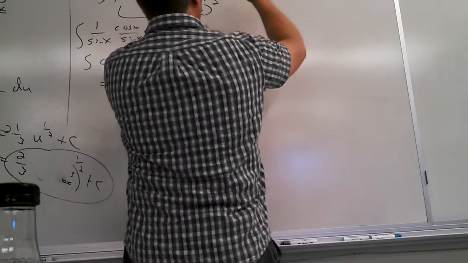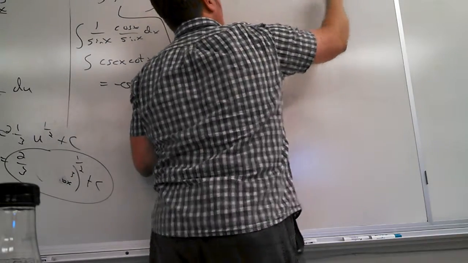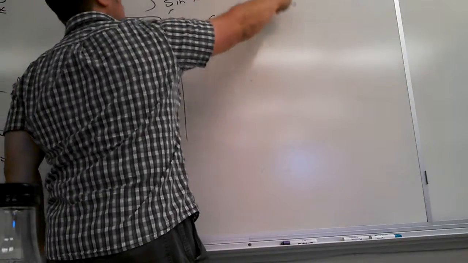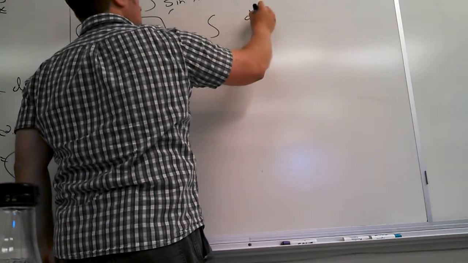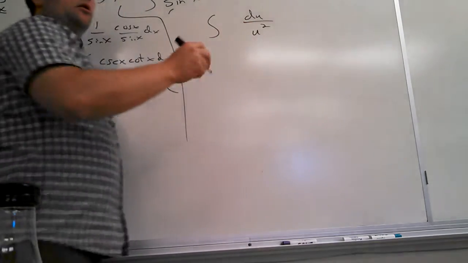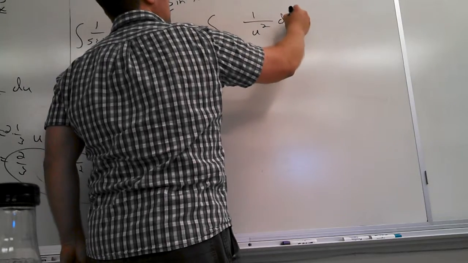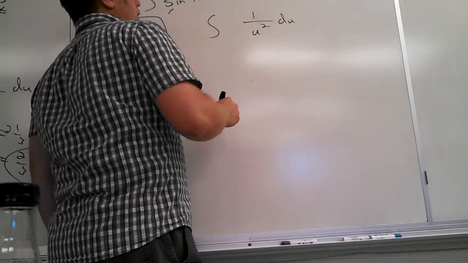So u equals sine, du equals cosine x dx. So I get the integral of du, and sine squared is now u squared. You'll see it like this, or you'll see it like that. Then when you take the integral, though, you end up with just 1 over u?